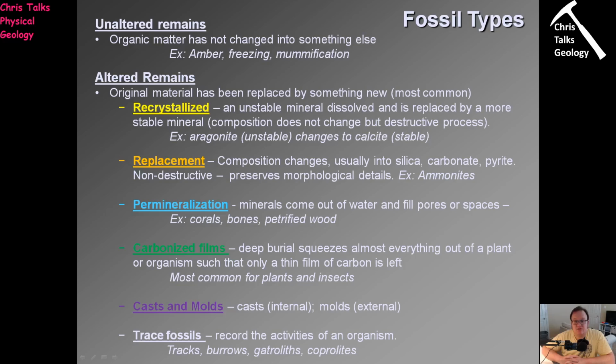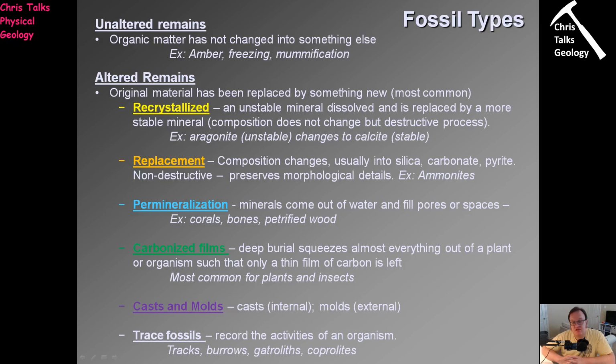Next we have replacement. Replacement is when we have our fossil and the shell or bones get replaced by a completely new mineral. In the case of a shell, the calcium carbonate gets replaced by something like silica or sulfide minerals. So the original mineral is completely lost. But the new mineral will preserve the morphology of the original fossil. So even though the original fossil's been lost, the new mineral that's replaced it will look exactly like the original fossil.